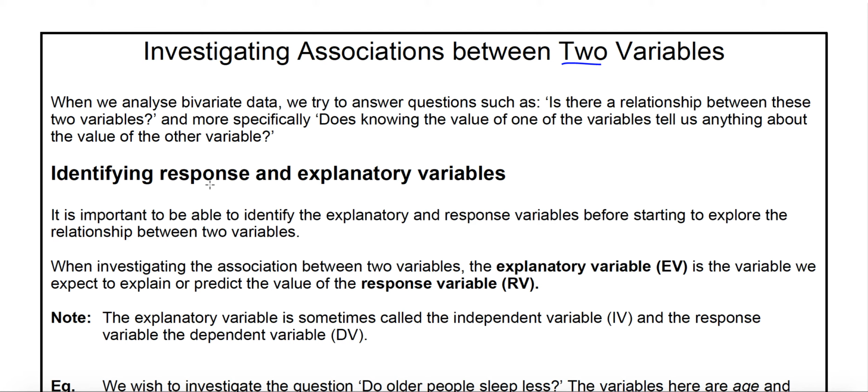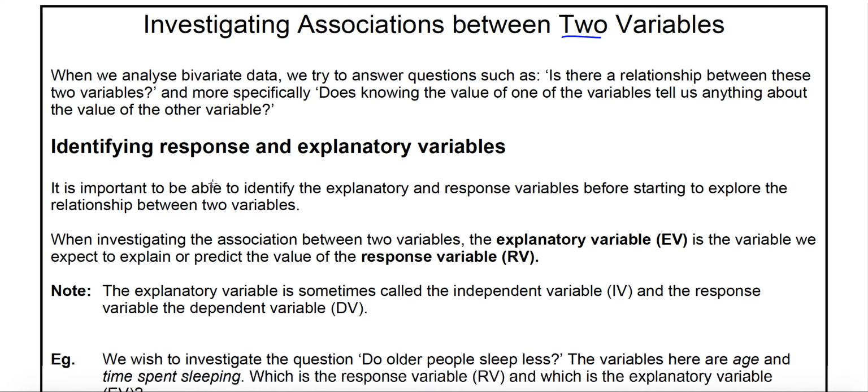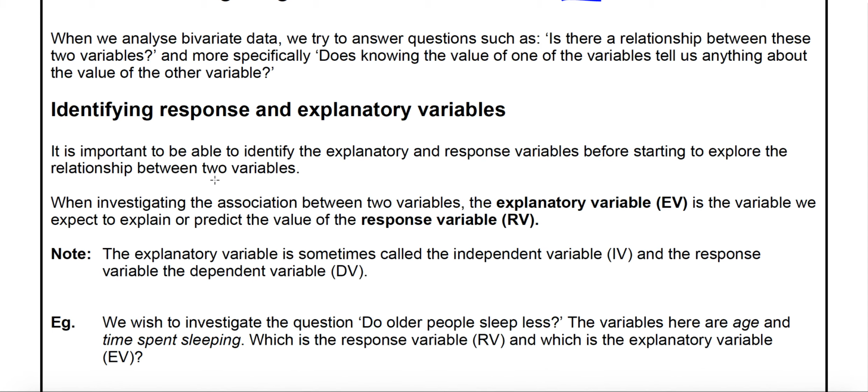So what I wanted to do to begin with is just let you know that quite often we will not write out response and explanatory in full. We'll just use as an abbreviation RV for response variable and EV for explanatory variable. And of course, in the past, that used to be IV and DV. So you are going to have to get used to the change.